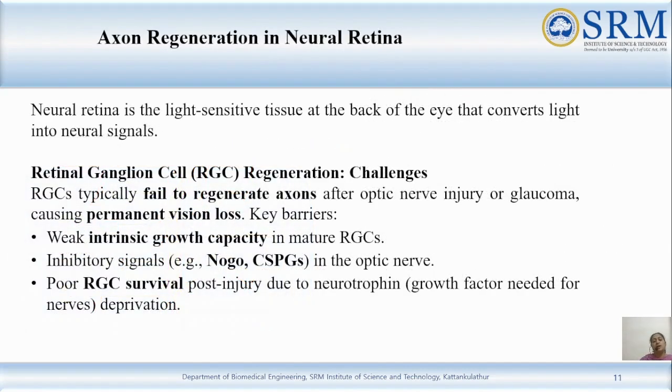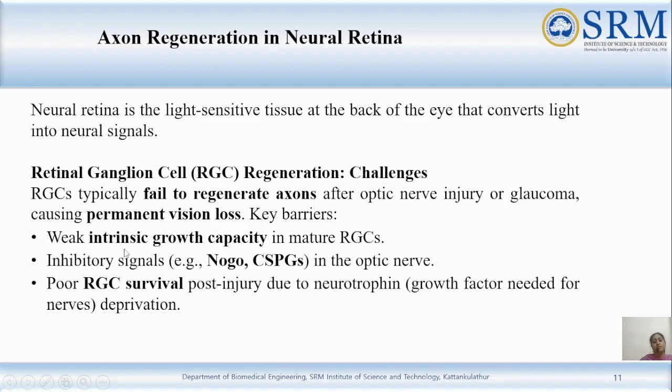So, first, we'll be looking at axonal regeneration in something called the neural retina. Neural retina is a light sensitive tissue which is found at the back of the eye, and this helps to convert the light into neural signals. So, the rods and cones convert the light into the neural signals. The retinal ganglion cells have several regeneration challenges. They fail to regenerate axons after an optic nerve injury or glaucoma, and this can cause permanent vision loss. So, what are the key barriers here?